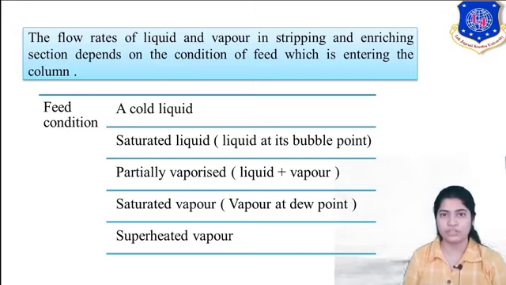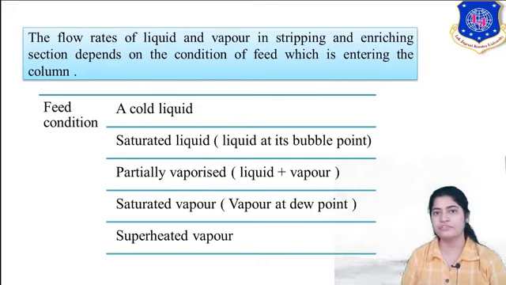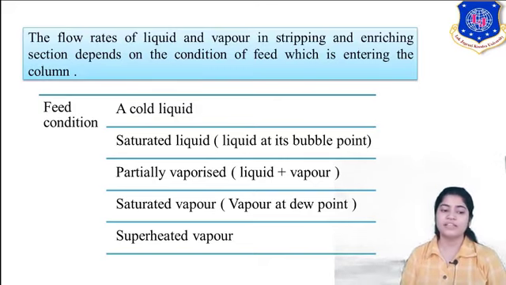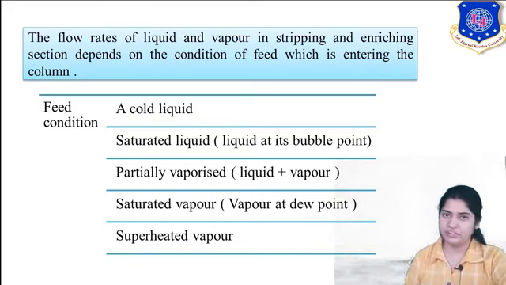Okay, their solution, the mixture, would be at its bubble point. It means that on a little supply of heat, it will convert into vapor. That is your saturated liquid at its bubble point, just on the verge of phase conversion. Third is your partially vaporized feed, a liquid plus vapor mixture. Fourth is your saturated vapor.